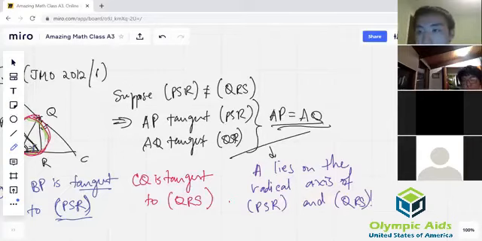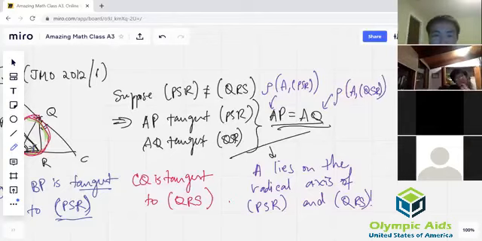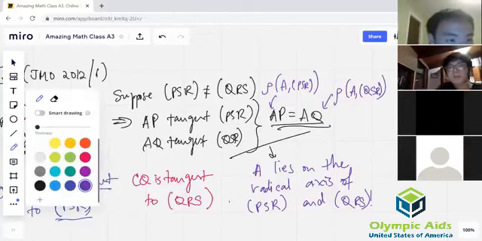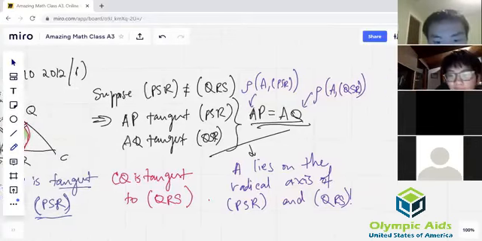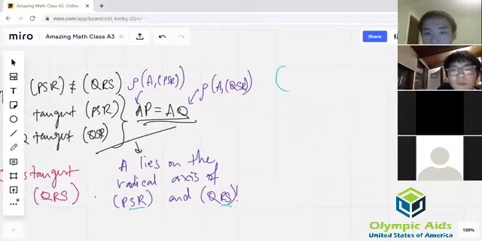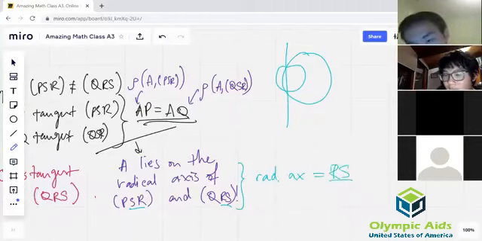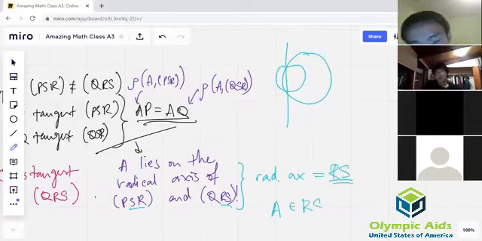Why is that? Well, AP squared, AP is tangent to this, so this is the power of A with respect to PSR, and this is the power of A with respect to QSR. However, as some of you may have spotted now, what is the radical axis between these two circles? Well, they share 2 points. And you know if two circles intersect, then their radical axis must be the line through the 2 points. So the radical axis is actually the line RS. So this is telling us that A lies on the line RS.